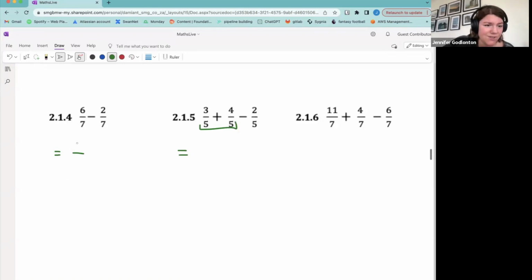Yes. Okay. First answer. Beautiful. 4 over 7. I think quite a few people will feel more comfortable to do this in 2 steps. So I'm just going to do it in 2 steps here so that you can see. We're going to keep that denominator the same. And then 3 plus 4 gives us 7.